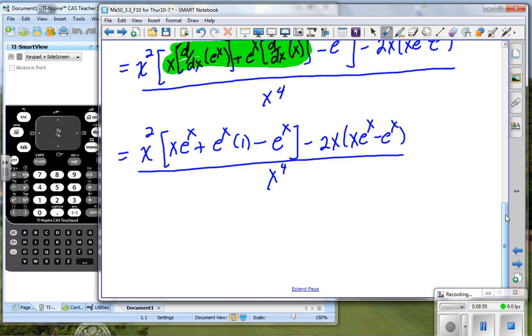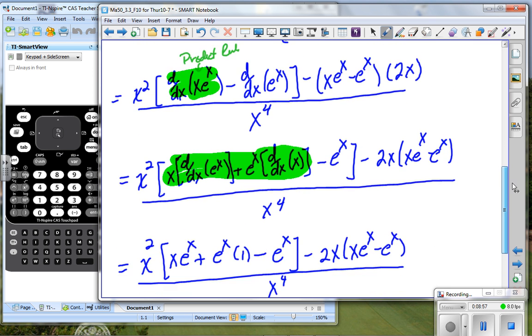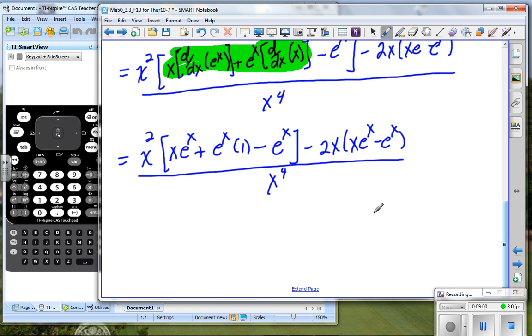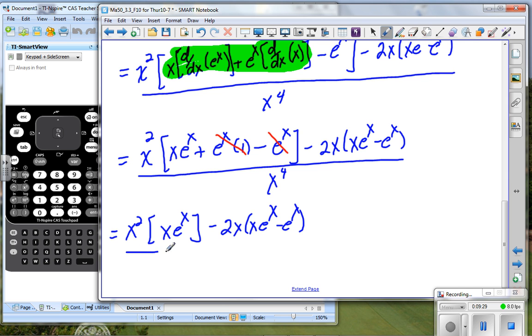Okay, so we've taken all of the derivatives now, and now we need to do at least 2 lines of algebra. So, let's see what we've got here. Here's an e to the x minus e to the x. So inside here, it looks like these are going to cancel, e to the x minus e to the x, and that might make it a little easier. So inside here we have just x e to the x, and then we have 2x, the quantity x e to the x minus e to the x, divided by x to the 4th.